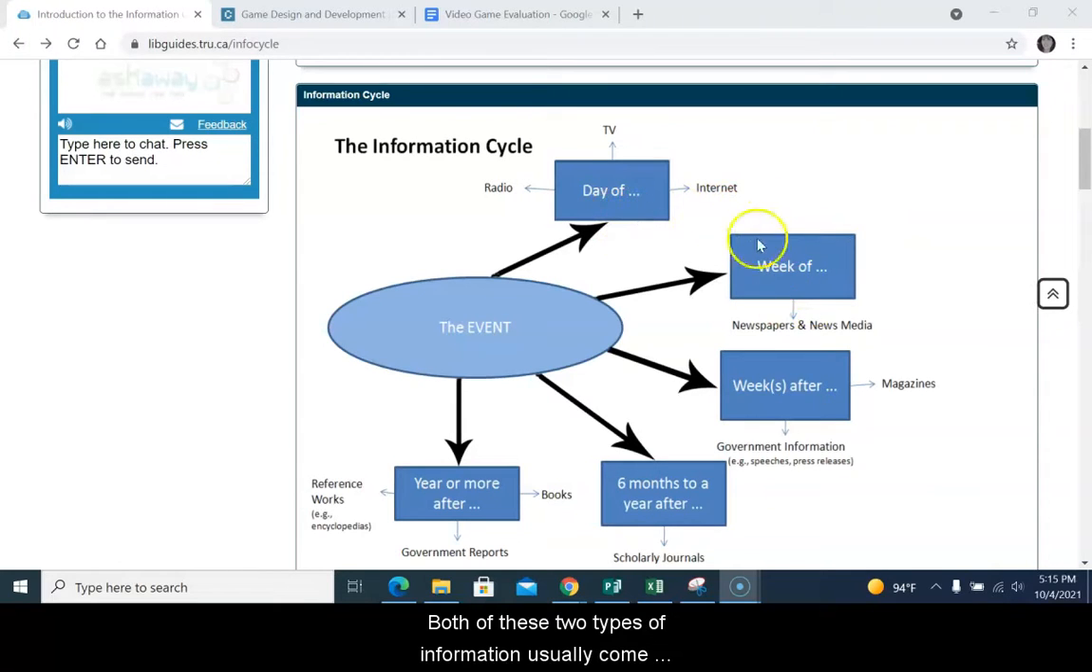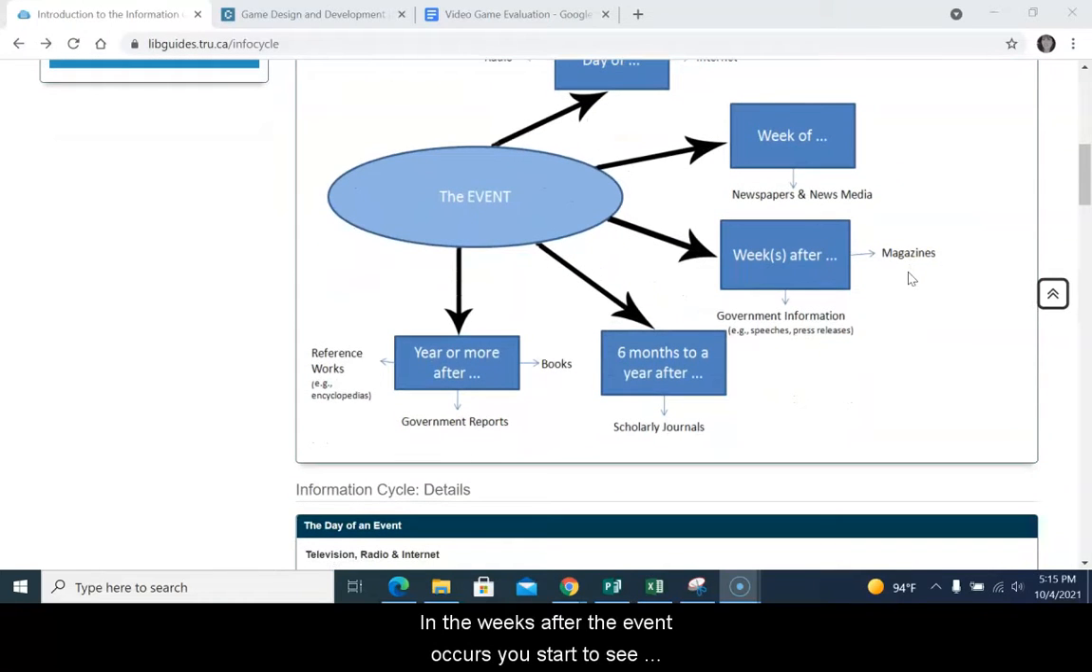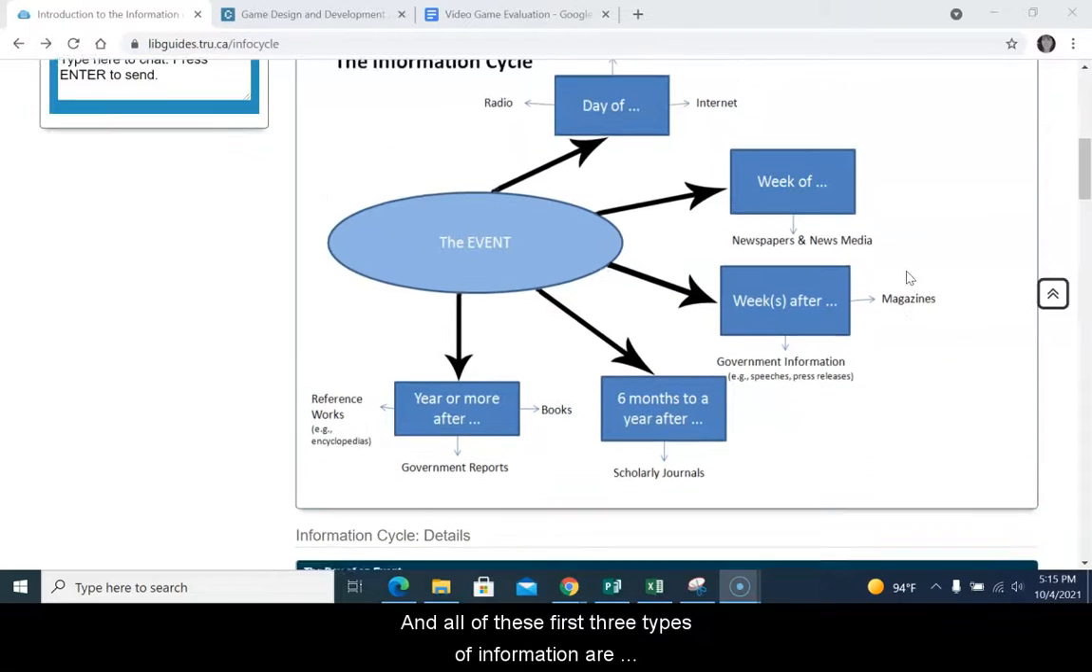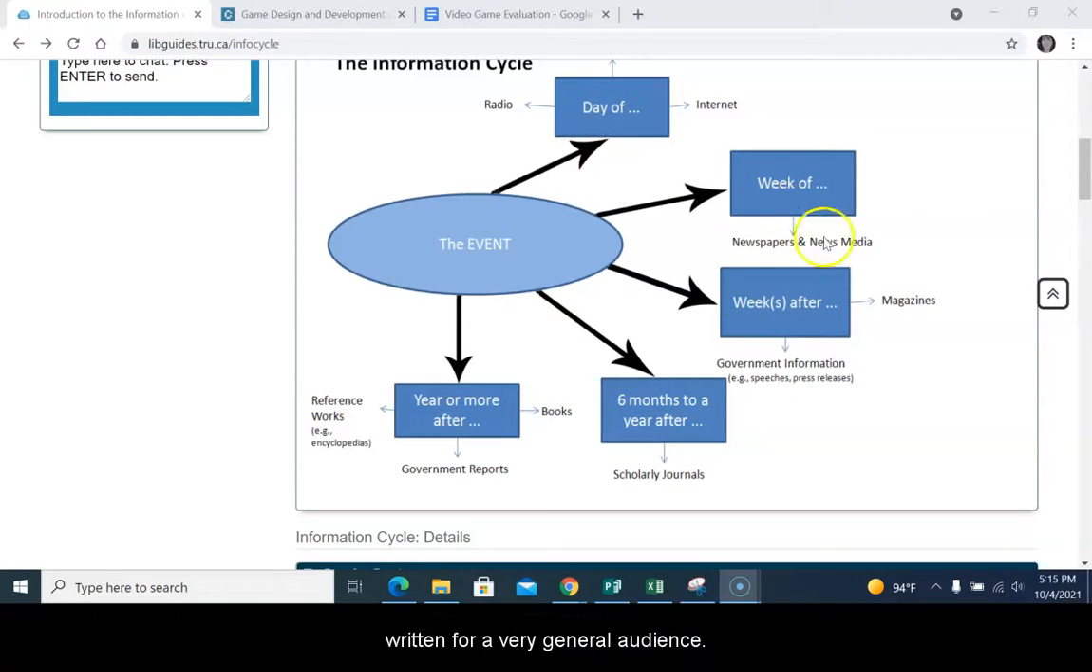Both of these two types of information usually come from journalists. On the internet, it might come from citizen journalists. In the weeks after the event occurs, you start to see magazine articles come out. Popular magazine articles are more detailed still, and they're longer articles. They begin to provide analysis, and they begin to discuss the impact of an event. These are also written by journalists, and the journalists might include interviews with or commentary by experts. And all of these first three types of information are written for a very general audience.